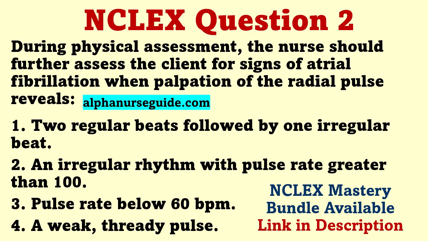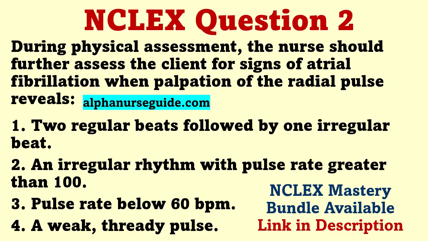During physical assessment, the nurse should further assess the client for signs of atrial fibrillation when palpation of the radial pulse reveals 1. 2 regular beats followed by 1 irregular beat. 2. An irregular rhythm with pulse rate greater than 100. 3. Pulse rate below 60 beats per minute. 4. A weak, thready pulse.